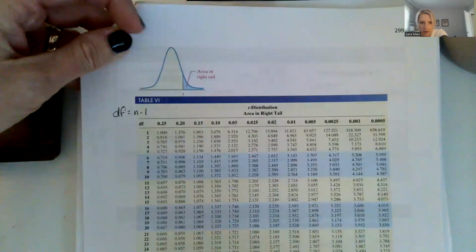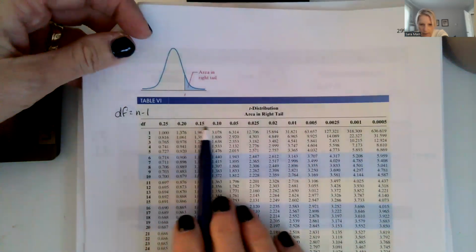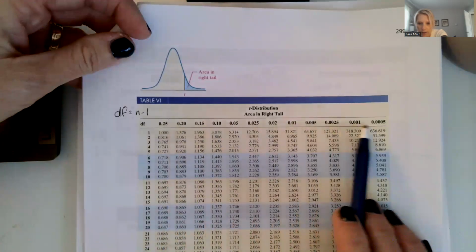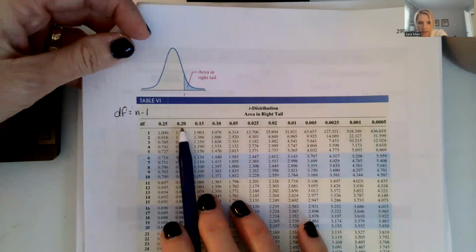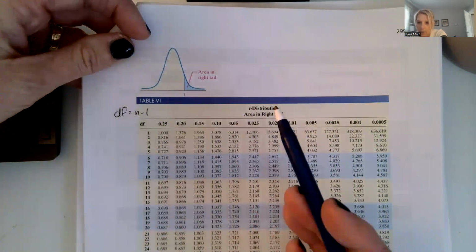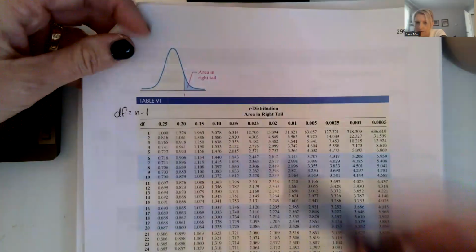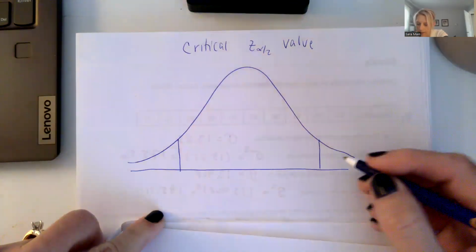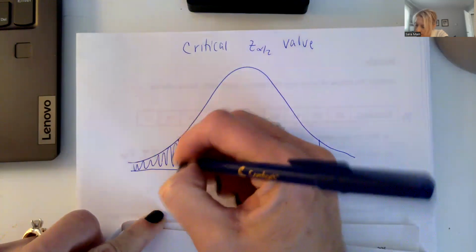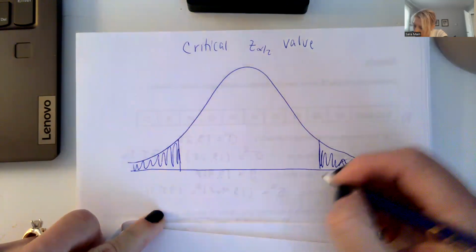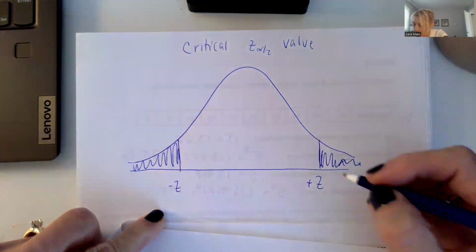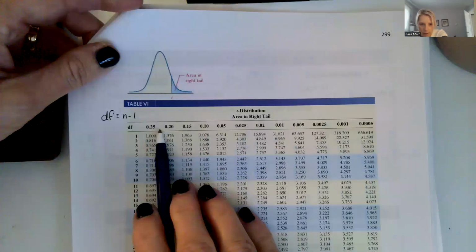this table in our formula packet and how when you find your alpha divided by 2 or any alpha, this will give you the area to the right or the left because a z normal distribution is symmetric. So the same area to the right is to the left and they're equal. So a positive z on the right is going to be equal to a negative z on the left. And so you can find your area.